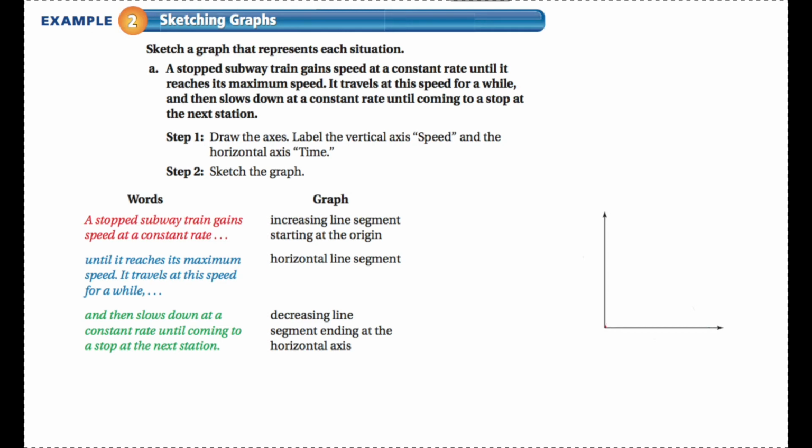So the first thing we need to do is, we have our graph over here. We need to draw our axes, okay? And we have to label them. So we're going to label our vertical axis speed. So this is our vertical axis. Not going to fit that there. This one will be speed. And then our horizontal axis will be time.